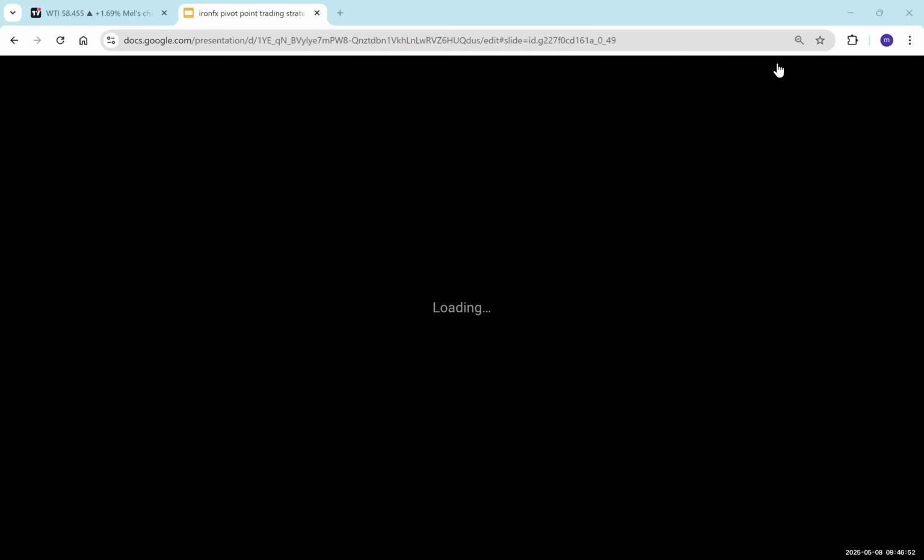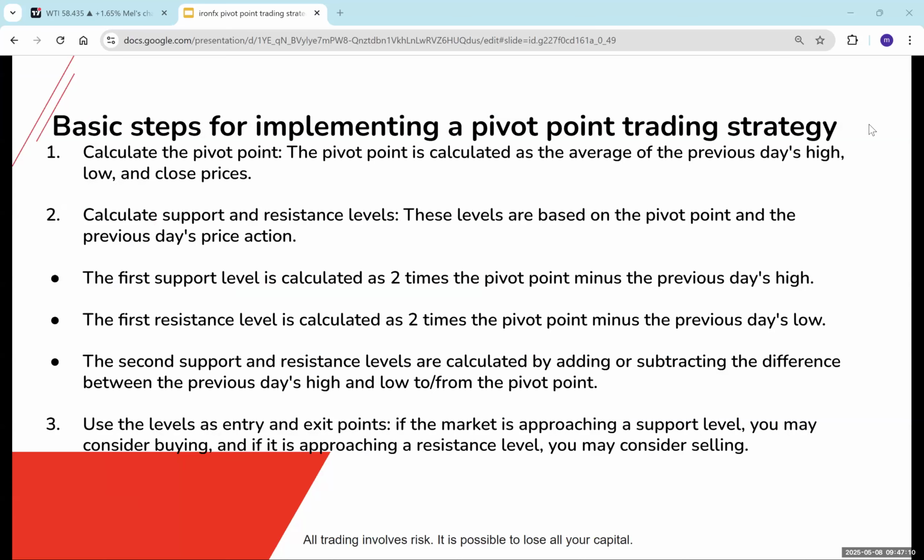Okay, here. Let me just share my screen. Can you see my screen? Okay, should be able to see it now. So the very basic calculation will be something like this. And then you can use the levels as entry and exit points.